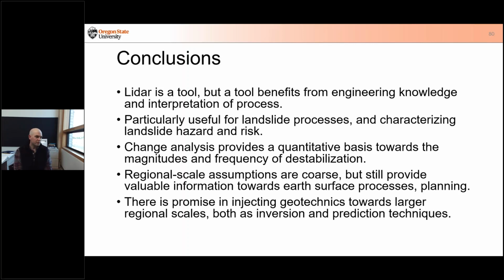If we look at change, we can start to quantify things that are difficult to perceive visually. We can start to measure them and understand the controls on change, whether it be for a landslide or for erosion, whatever it might be.